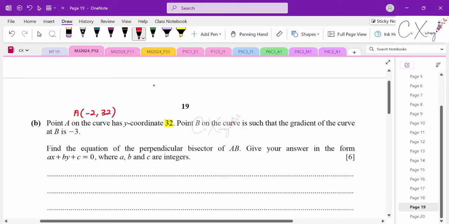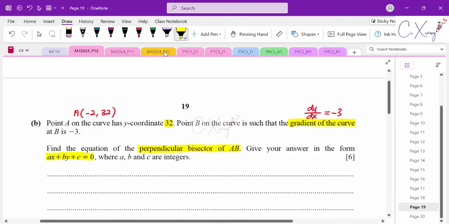Okay, then after that for point B. Point B on the curve is such that the gradient of the curve at B is -3. Gradient of the curve means dy/dx. So for this sentence, you know that dy/dx is equal to -3. So at this particular point, we label it as B. They want us to find the equation of the perpendicular bisector of AB. Give your answer in this form, where all these values are integers for a, b, and c.